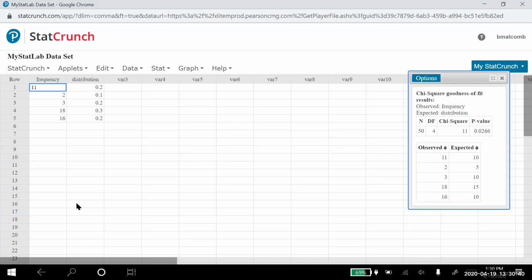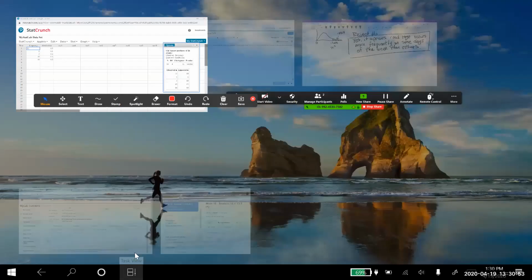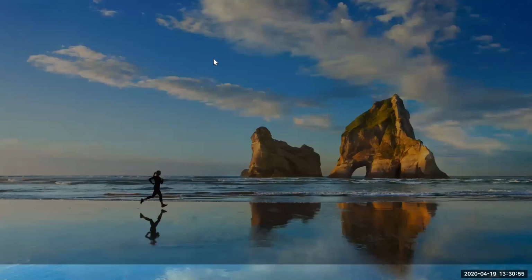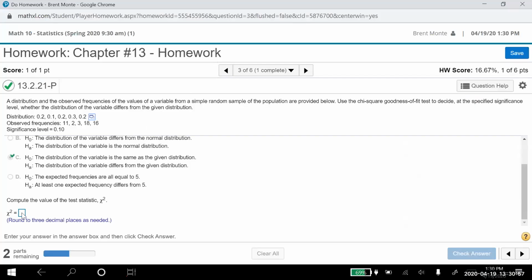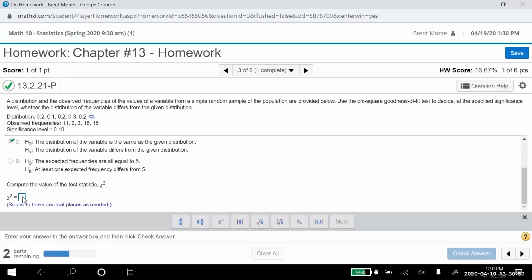Okay, so let's see. Chi-squared is exactly 11, and the p-value is 0.0266. All right, now we can answer the question. So now let's go back to our problem. Chi-squared, that was exactly 11.